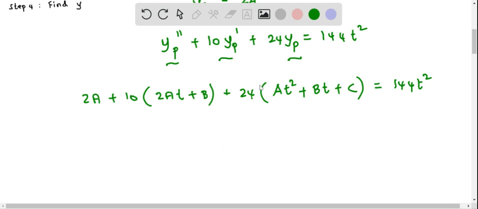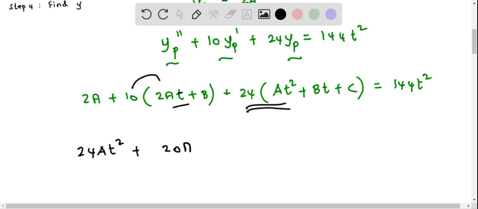Now to solve for a, b, and c, we can simplify the left side expression and equate the coefficients. First I'm going to consider the t squared term. This is the only t squared term, so I write down 24a t squared. Now I look for the t term. Here we have 10 times 2a, which is 20a, and bt times 24 is 24bt. So I put 20a plus 24b, factoring out the t, and these are the only two terms.